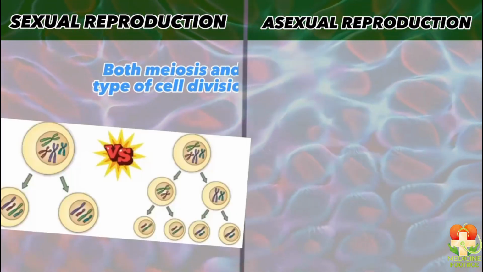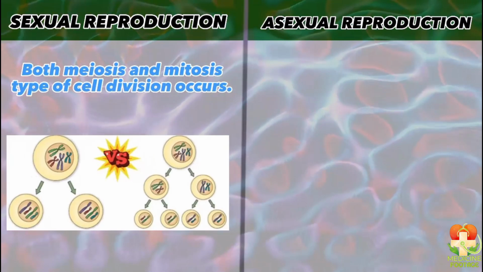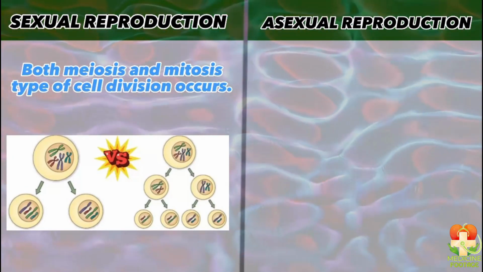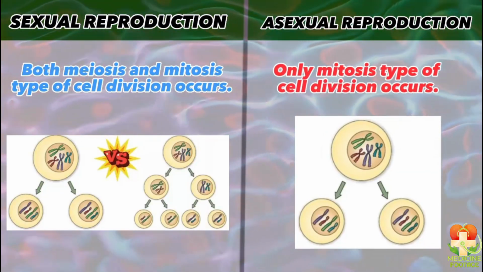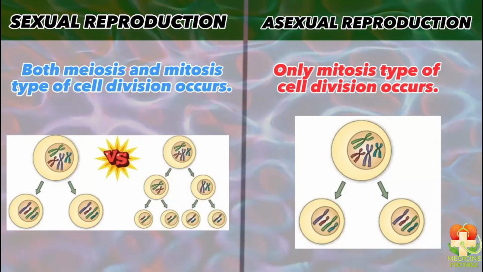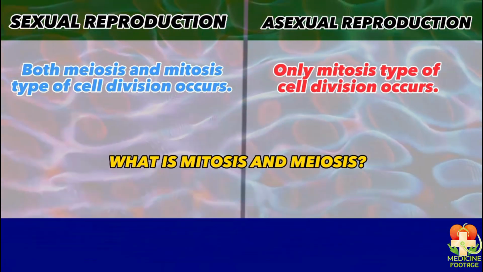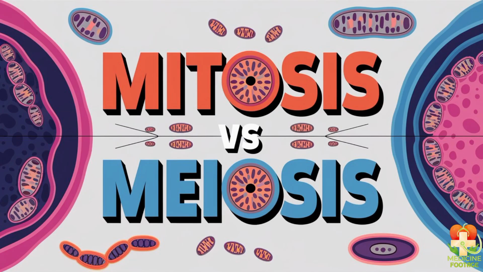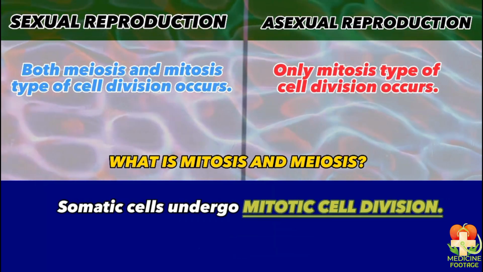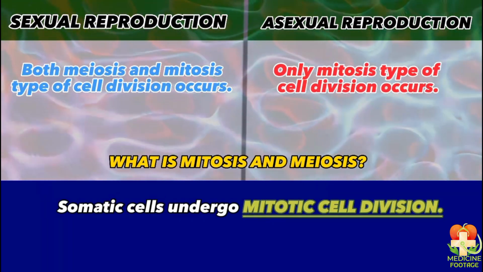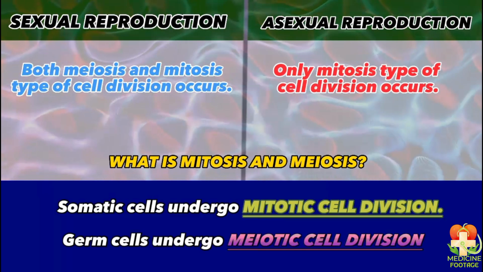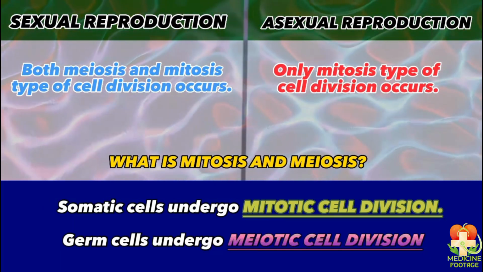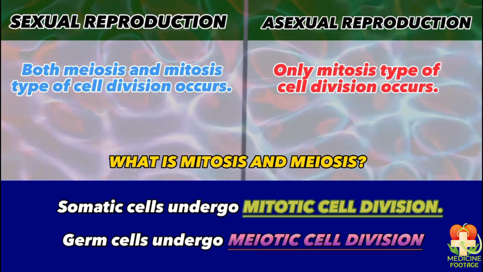Difference number 6. In organisms with sexual reproduction, both mitosis and meiosis types of cell division occur. But in organisms with asexual reproduction, only mitotic cell division occurs. What are mitosis and meiosis? I've made a detailed lecture on these topics, which you can watch on my channel. But to explain briefly, mitosis is the type of cell division that happens in the regular cells of the body. Meiosis, on the other hand, occurs in the germ cells, sperm in males and ova in females.